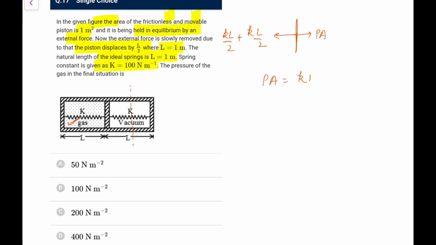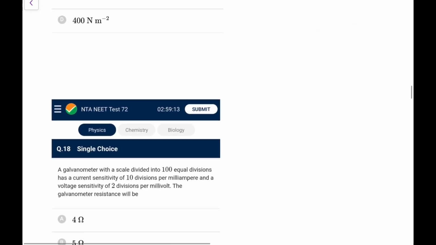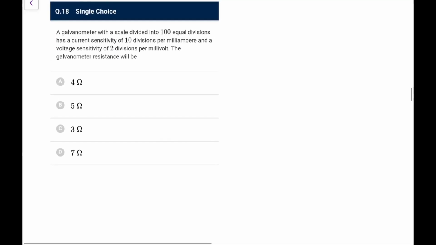So P into A would be KL by 2 plus KL by 2, which is KL. So the pressure would be KL by A. What is K? 100, L is 1, A is 1, so it is 100 Newton per meter square. I'll go for B. So the question is good in language, not tough to solve. Next.